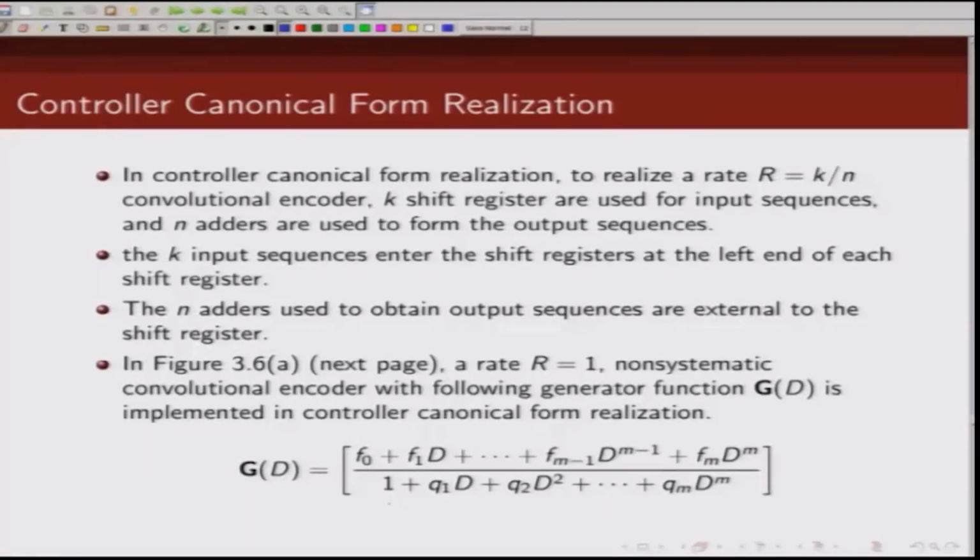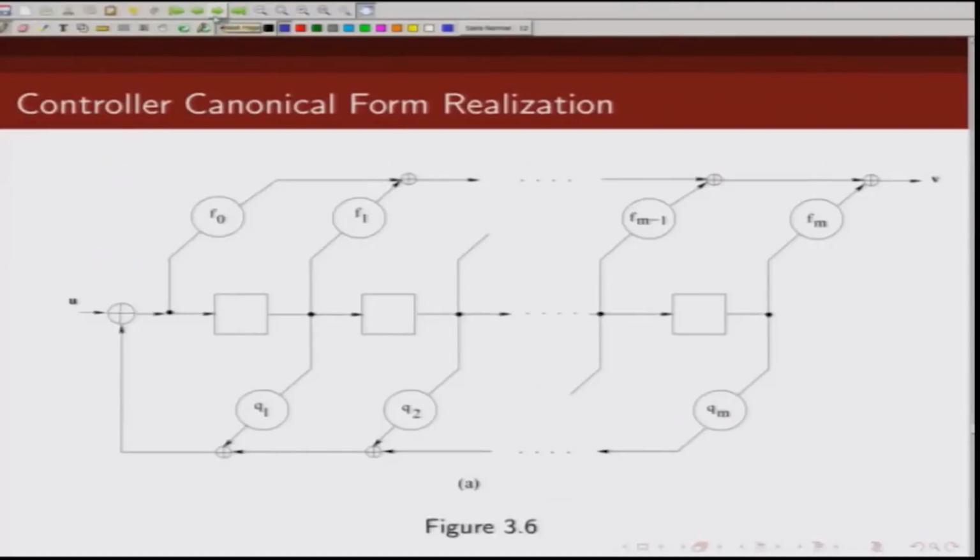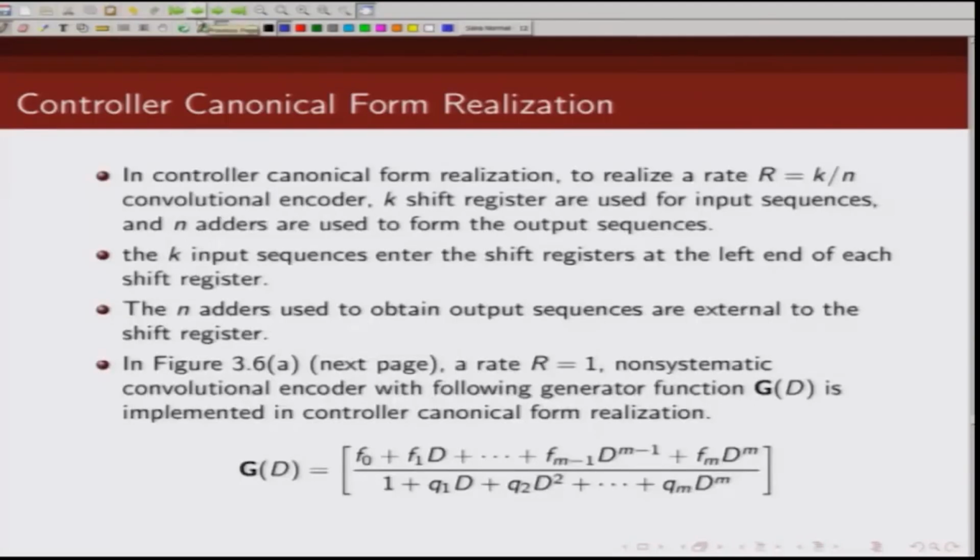Now, the k input sequence enter the shift register from the left hand side. So, we can see here the input is entering from this hand side. Since this is a feedback encoder, let us first look at the numerator term. What do we have here? We have f0 plus f1d plus f2 d squared.